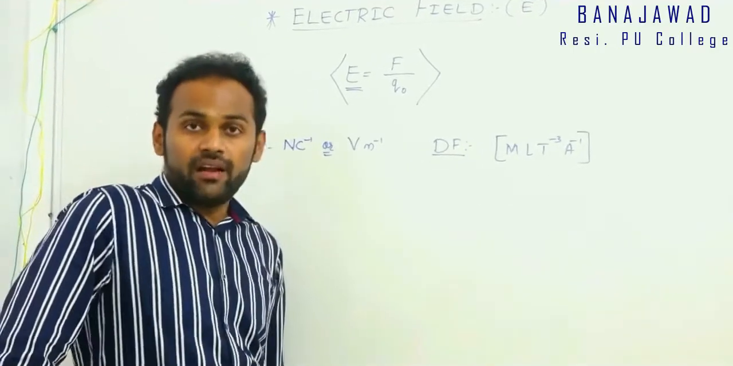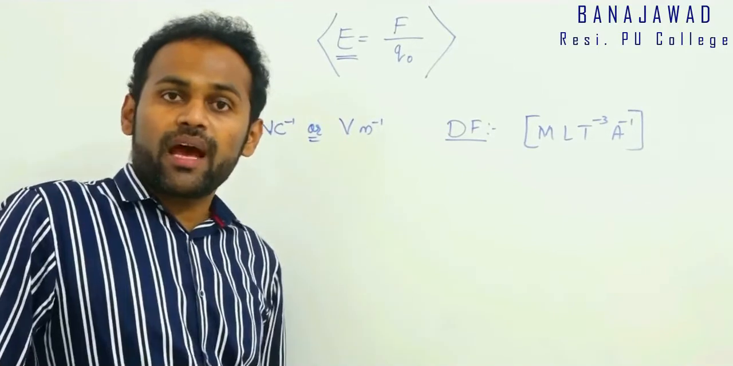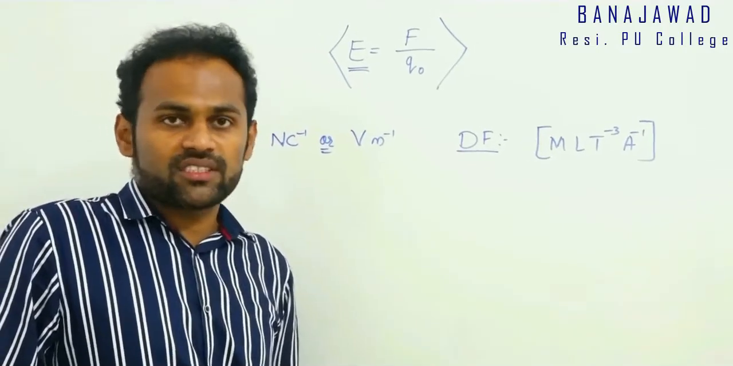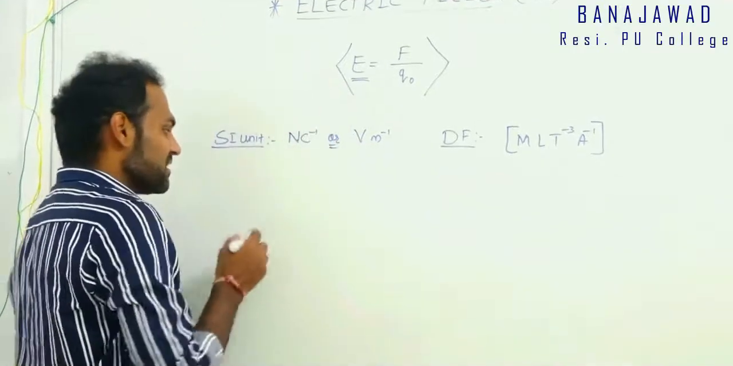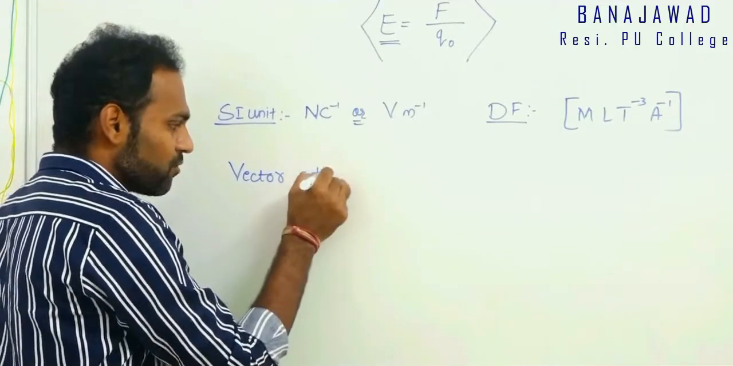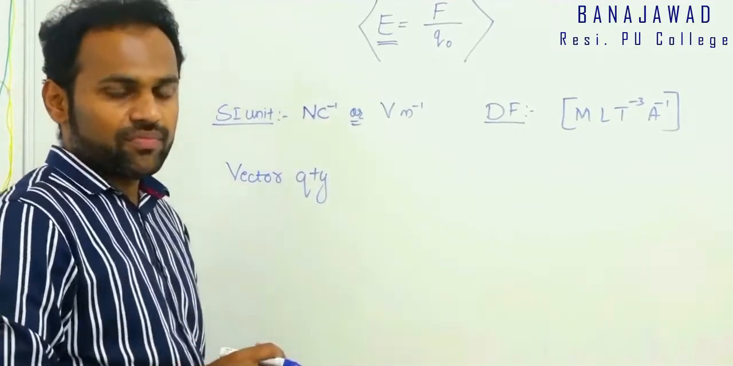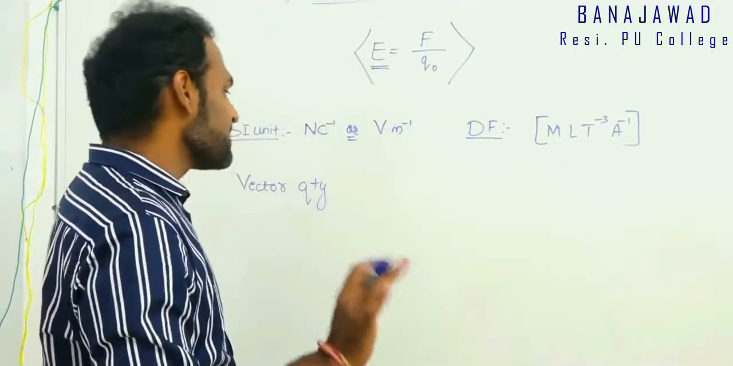See, electric field is a vector quantity. Vector quantity means it should have magnitude as well as direction. We have discussed scalars and vectors in the first year. So electric field is a vector quantity, not a scalar quantity. Vector quantity means it should have a certain direction. Then what is the direction of this electric field? See, electric field has a certain direction.